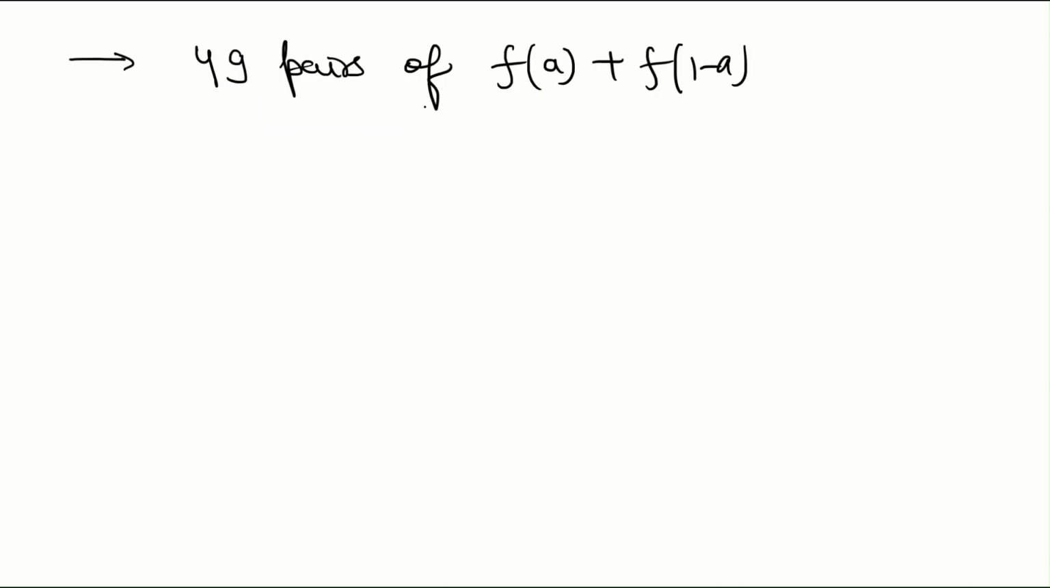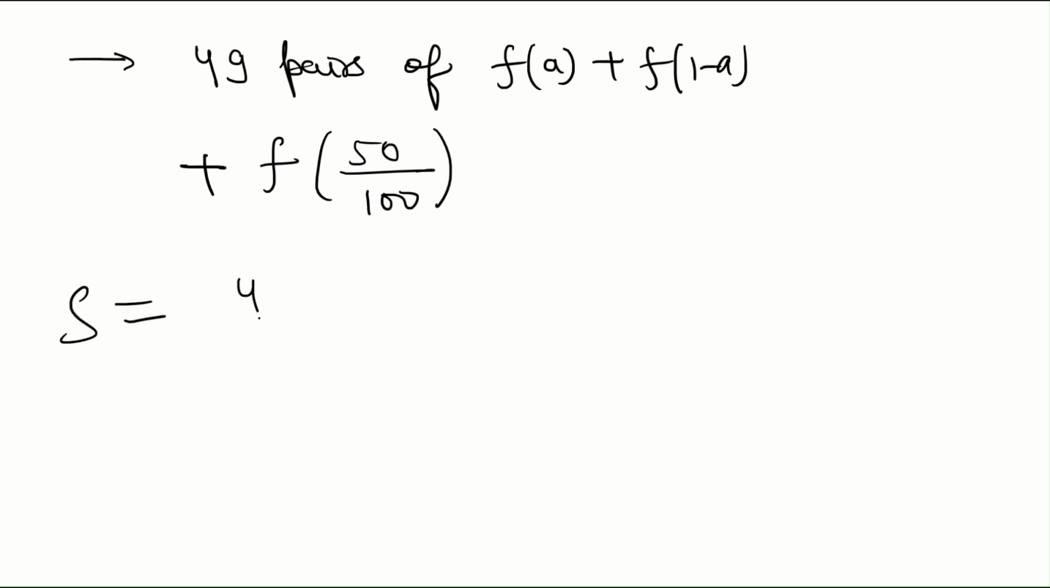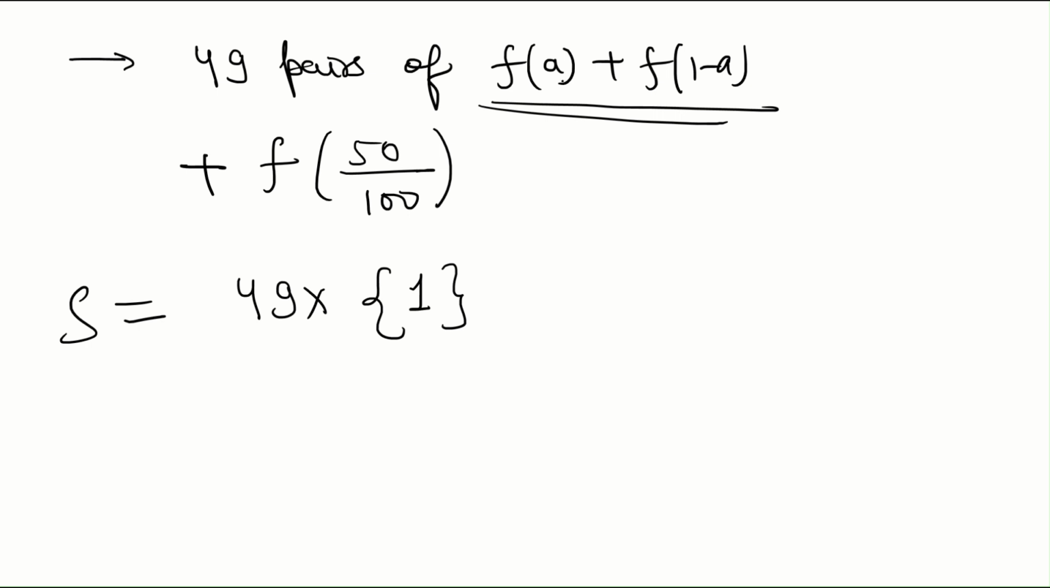So we have a total of 49 pairs, and we have one extra term because in total we had 99 terms, and 49 pairs basically means 98 terms. So the one extra term that we have is the middle term, f of 50 over 100. This is the term that is occurring only once, and we don't have a pair for this one. So we can say that our original expression is coming out to be 49 times the sum of these pairs. And we know that the sum of these pairs is going to be 1 irrespective of the value of a. So f of 1 over 100 plus f of 99 over 100 is coming out to be 1.